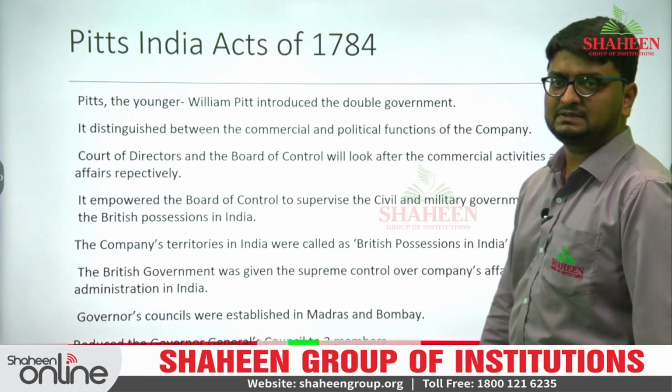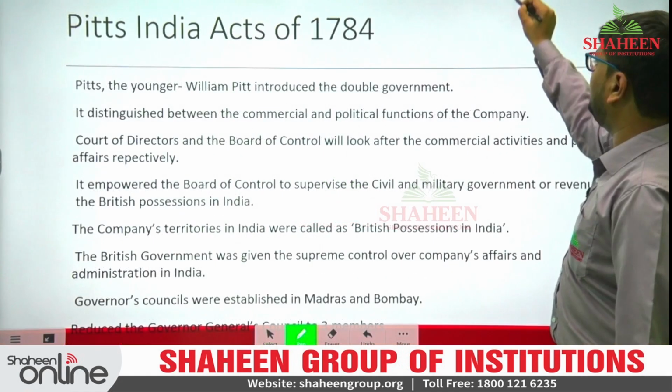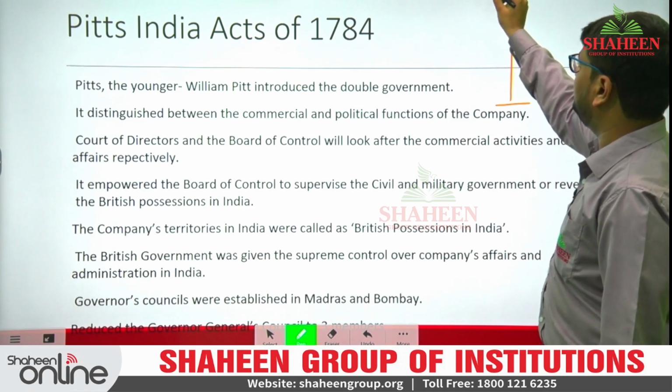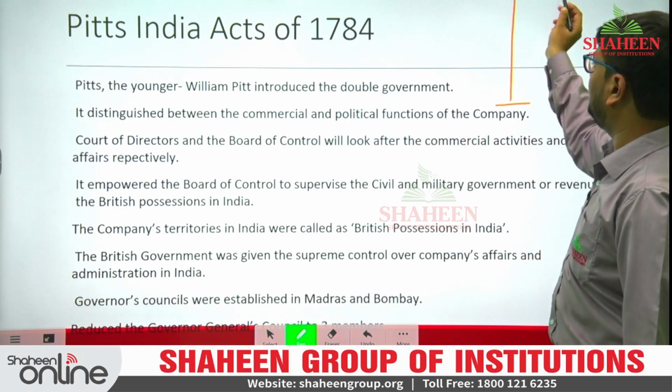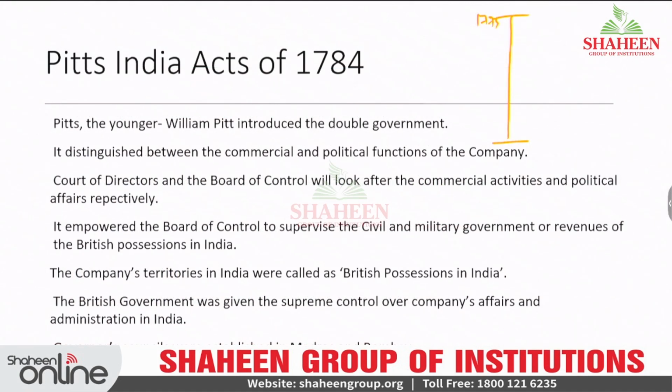Next act in this timeline is Pitt's India Act of 1784. So you need to have a timeline here. You can write 1773 on either side, whichever you prefer. Okay, you can take the notes like this. So between 1773 and 1793 you have the important aspect of the 1784 Pitt's India Act.